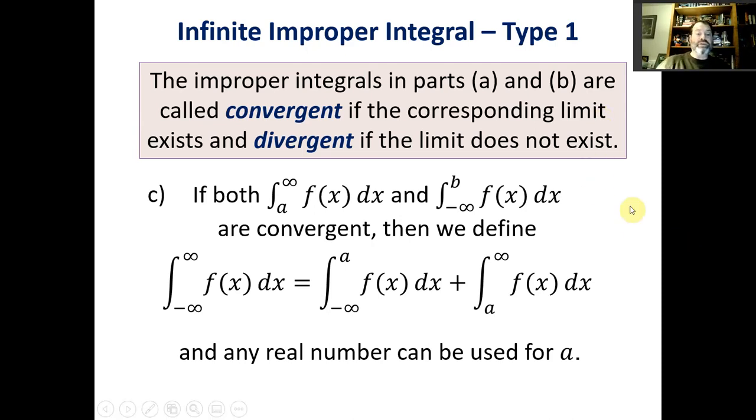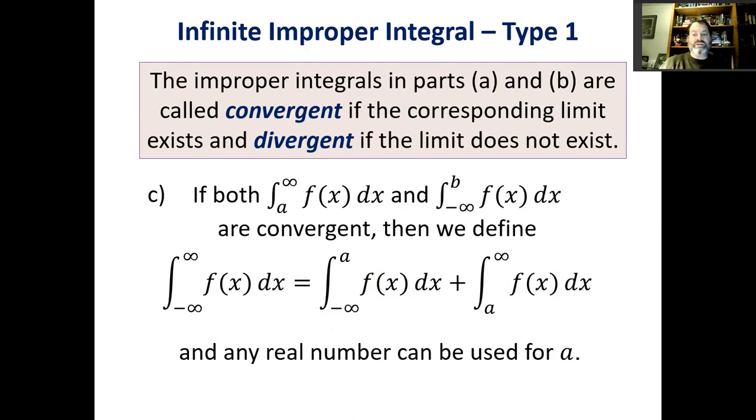Now, if both of these exist, right? So a to infinity of f of x dx for some number a, and then negative infinity to b for some number b, then we can define the integral from negative infinity to infinity. You just pick any point in the interval, compute this integral, and add them together. We're going to see one like this later, but just know that this is a rule.